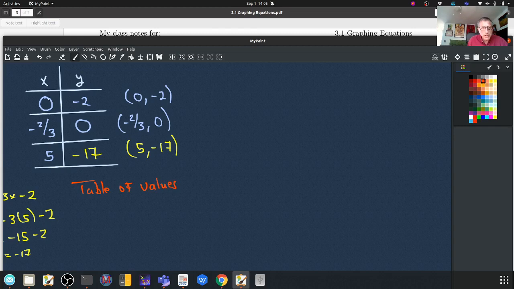So you get to choose one or the other. We chose the 0, and then we chose the 0. We computed minus 2. We chose y is equal to 0 and computed minus 2/3 for x. We chose x is equal to 5 and computed minus 17 is equal to y. So let's try to graph it.